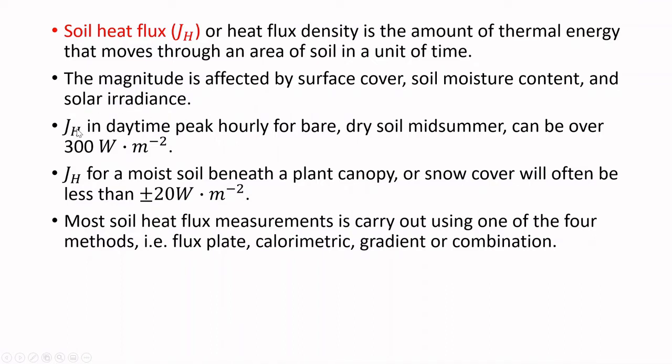JH, the soil heat flux, in the daytime peak hourly for bare, dry soil with no canopy in midsummer can be over 300 watts per meter squared. The soil heat flux for moist soil beneath a plant canopy, or even a snow cover, will often be less than plus or minus 20 watts per meter squared. Most soil heat flux measurement is carried out using one of four methods: a flux plate, calorimetry, gradient, or a combination of these methods.